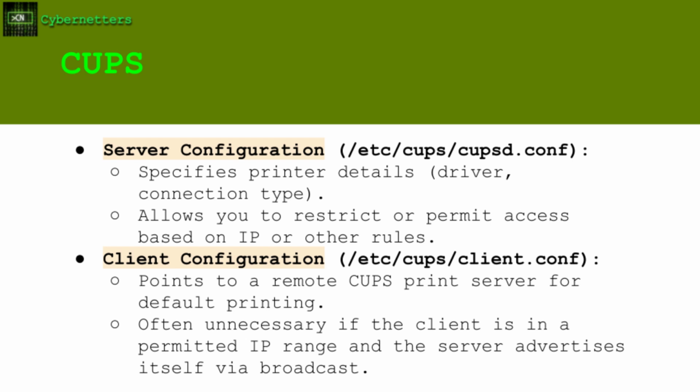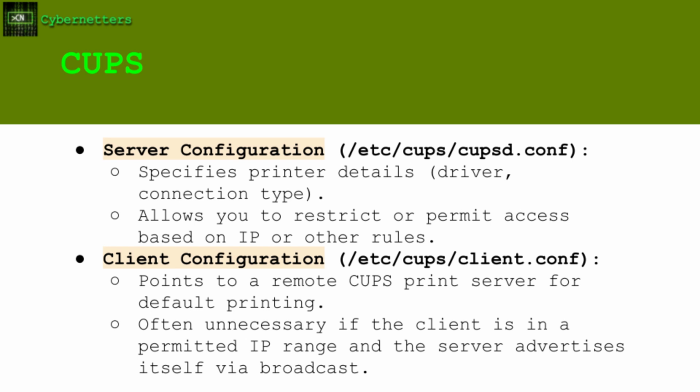So, as we mentioned in the previous videos, everything in Linux is managed as a file. So, even CUPS. CUPS has two main configuration files. The first one is the server configuration, which is found in /etc/cups/cupsd.conf, which controls the printer setup, which includes the driver and the connection type. It also defines the access permissions, which allows or restricts printing based on IP and other rules.